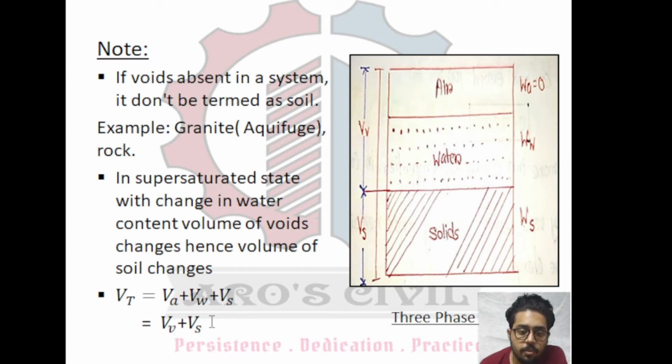See, in this equation we have shown Vt. Vt means the total volume of soil. Vt is the summation of Va, that means volume of air, Vw, volume of water, plus Vs, volume of solid. Vt, the total volume, is the summation of volume of air, volume of water and volume of solid. This Va and Vw summation is called the volume of void.